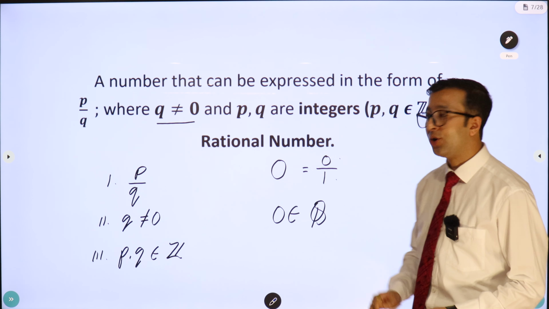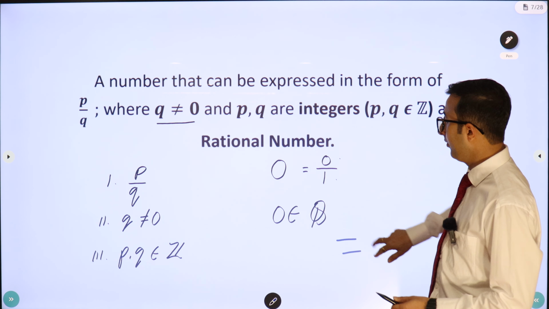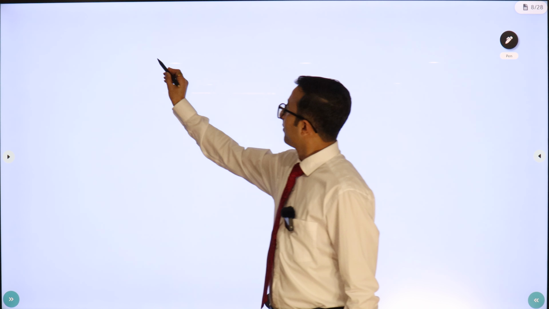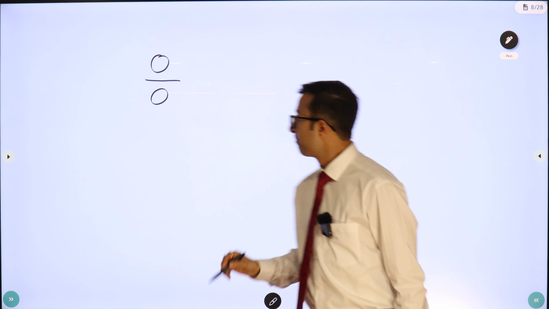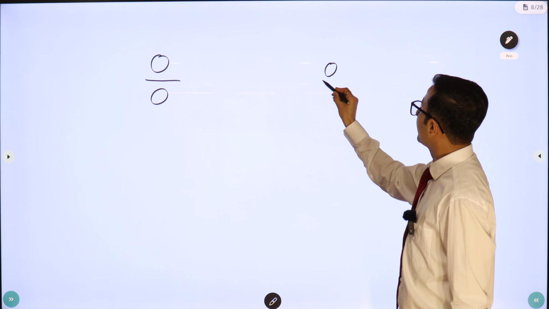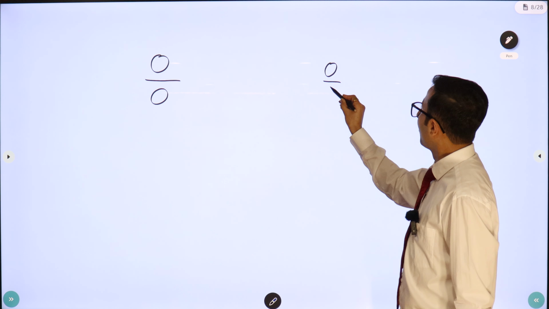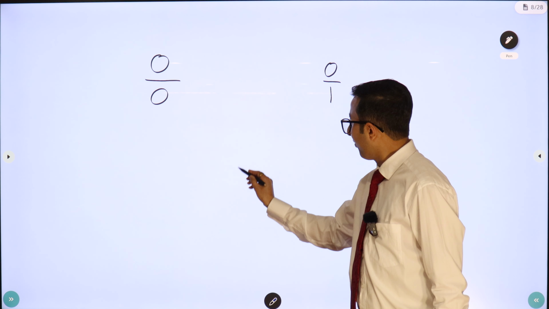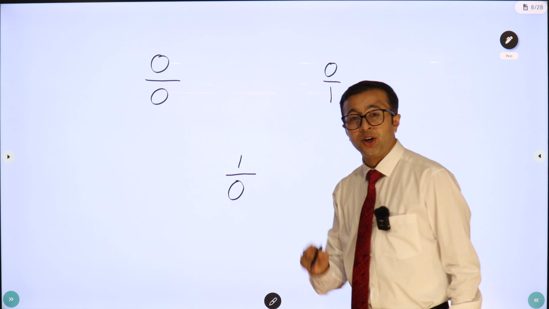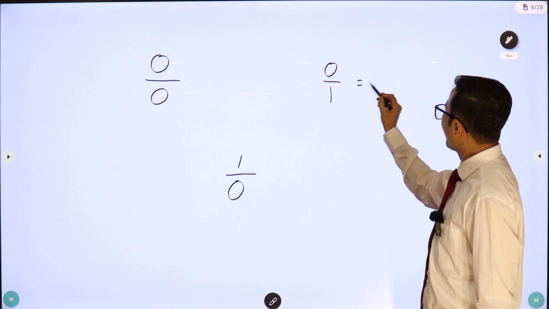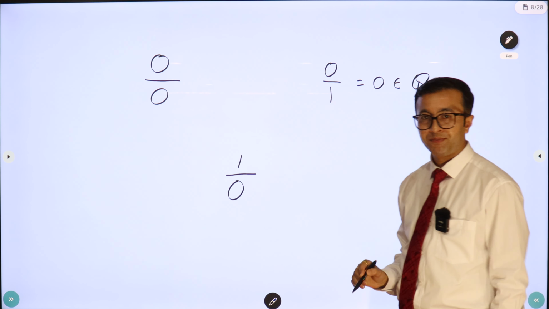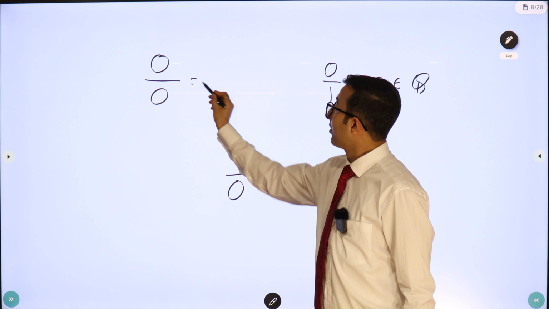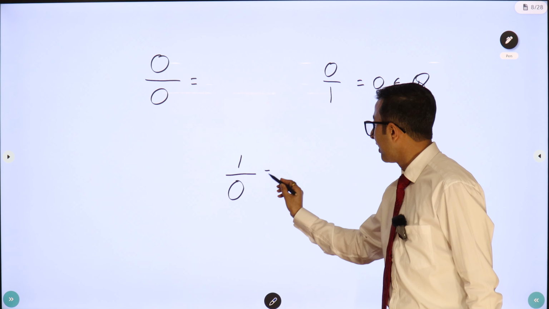What happens if the denominator is 0? So the first case is 0 divided by 0. Another case is 0 divided by 1, and another is 1 divided by 0. We have already seen 0 by 1 is 0, so this belongs to the rational numbers. It's okay. Now what will be the value of 0 divided by 0 and 1 divided by 0?